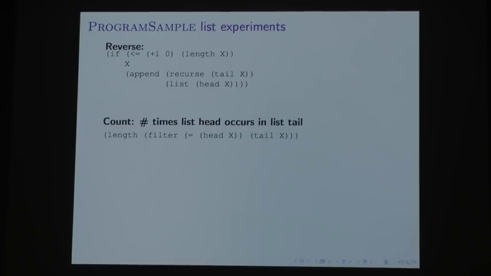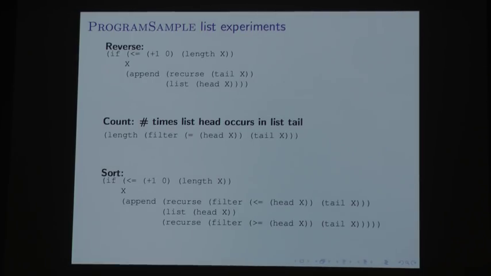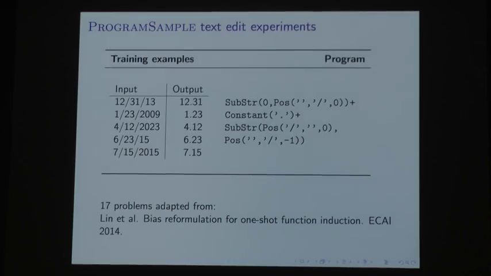You can teach it to, for example, count the number of times that some list element occurred. And if you ask it for more samples, it can say, okay, here's another alternative implementation. And you can also teach it to sort. There are different degenerate solutions that it might also sample. You can teach it to do these text transformation problems. So if you wanted to learn to reformat dates, you can learn a program drawn from that text manipulation recursive grammar.